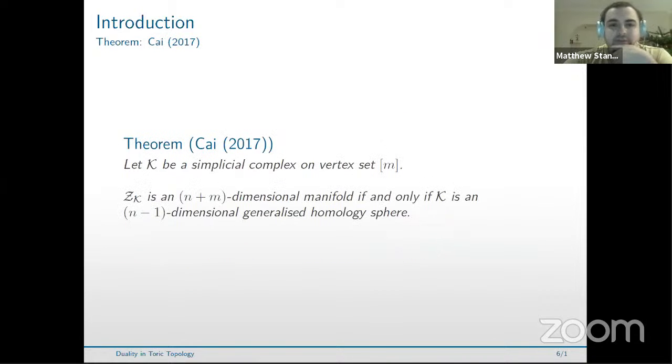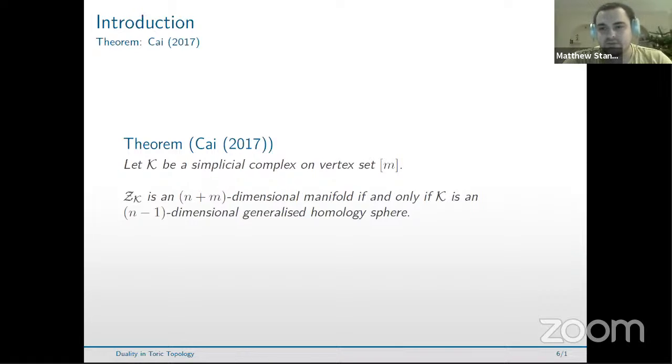And finally, for my fourth example, I want to give this very nice theorem of Cai, excuse me for my pronunciation, which says that the moment angle complex Z_K is an n plus m dimensional manifold if and only if the simplicial complex K is an n minus 1 dimensional generalized homology sphere.